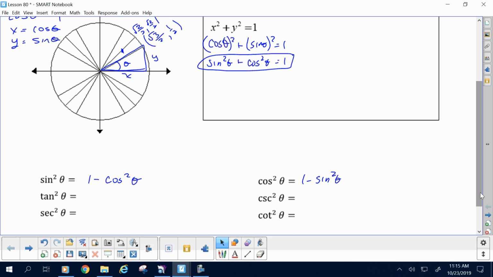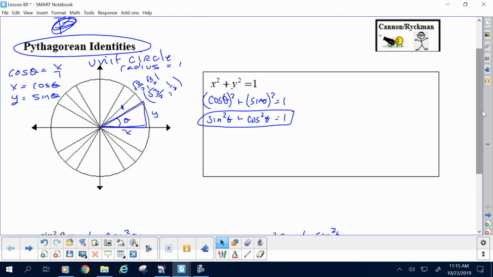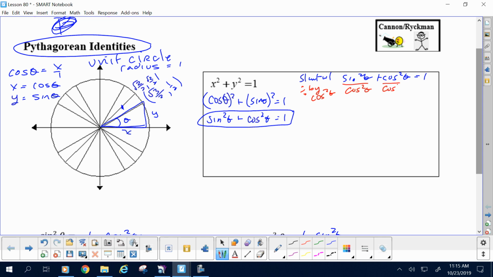Now, let's take this baby and get a little tangenty identity. Start with sine squared plus cosine squared theta equals 1, which is what we just said we know to be true. And would you now divide by, what can I divide by to get some tangent action here? Cosine squared. If I divide by cosine squared, then I have to divide everything by cosine squared. I can't say, hey, I'll do this one, but not that one. It has to be everything. Now, what is the result?